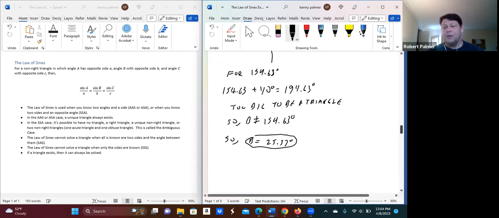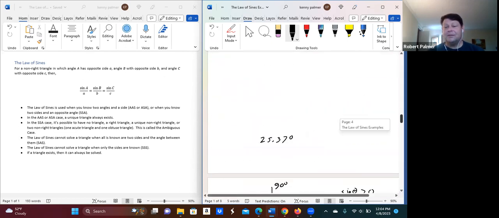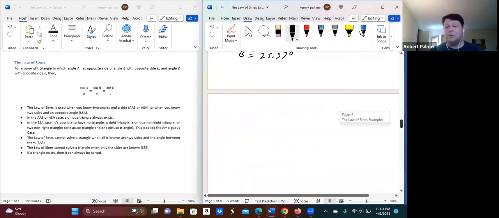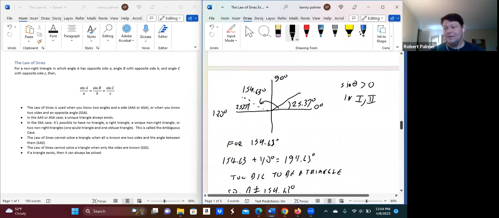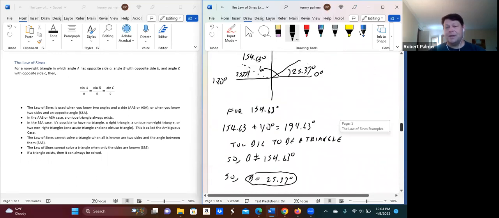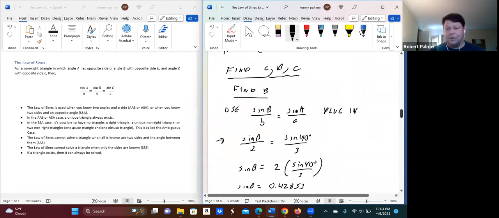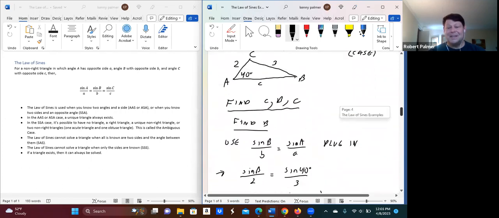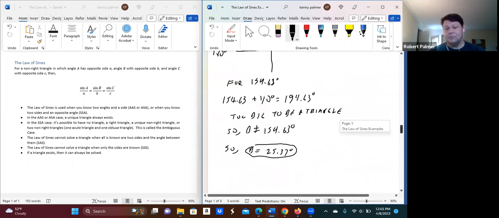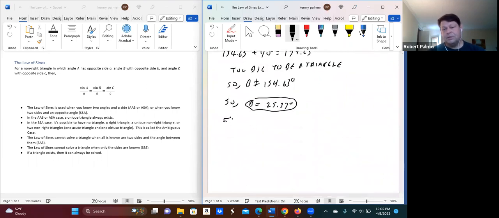Now, what we've shown is that the sine of a positive angle could have two possible angles, one in quadrant 1 and one in quadrant 2. And for this, we're able to eliminate one of them because it would give us something that wouldn't be a triangle. So we found angle B. Now, what else do we need to find? Well, the easiest thing now to find is angle C, big C, because now we have two angles. Let's do that.